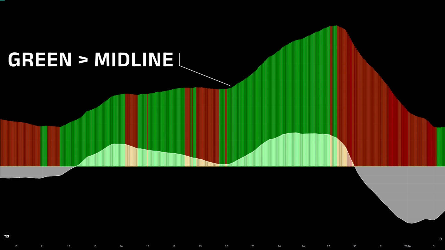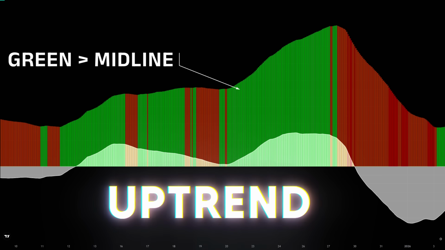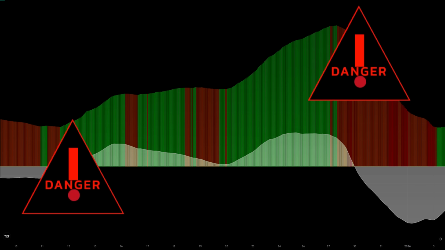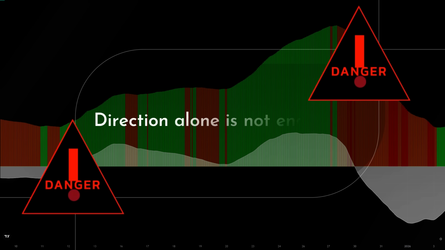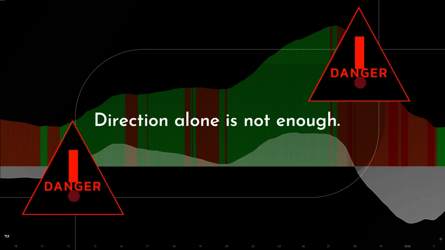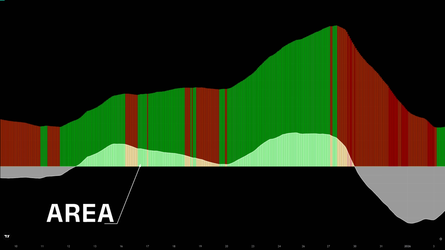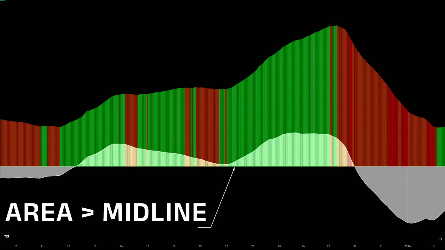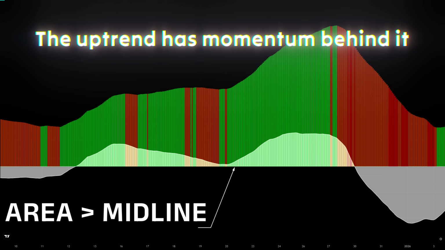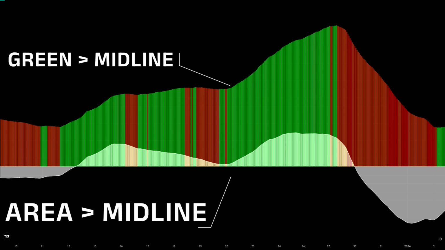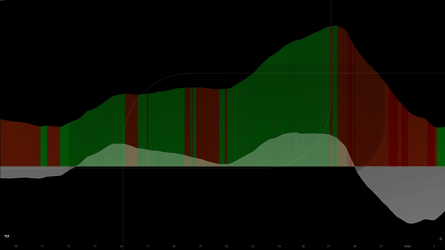When the histogram is green and above the midline, the market is in an uptrend. And here's where most traders already mess up. Direction alone is not enough. Weak trends destroy accounts just as fast as no trend at all. That is where the area matters. When the filled area is also above the midline, it confirms that the uptrend has momentum behind it. When both histogram and area are above the midline, the market is bullish with strength.